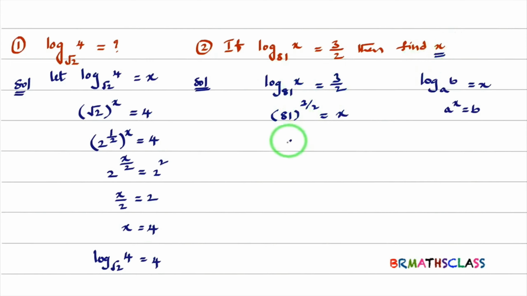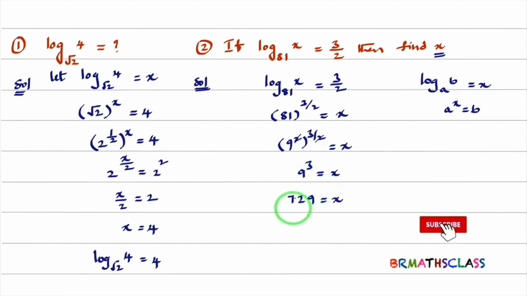Okay, here 81 can be written as 9 square. 9 square whole power 3 by 2. 2 will get cancelled equal to x. So what you got here? 9 cube. 9 cube equal to x. 9 cube means 9 into 9 into 9. 9 9s are 81. 81 9s are 729. So what is the value of x? X value is 729.